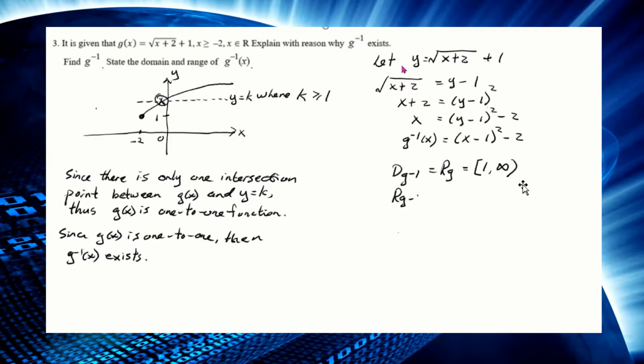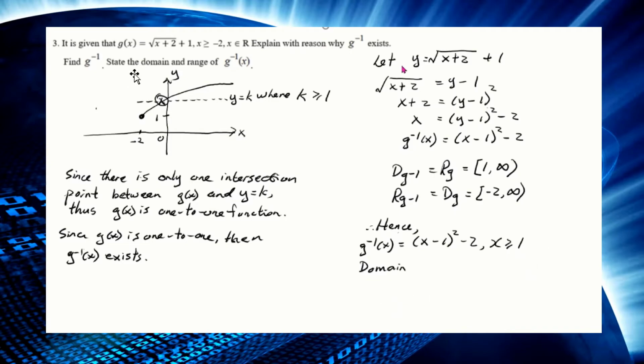Same as the range of this inverse function of g. The range of the inverse function of g is the same as the domain of g. Based on the diagram, we find that the domain of g is greater than negative 2. So therefore, the range of this inverse is greater than negative 2. Now we can answer the final answer: the inverse function for g of x is equal to (x minus 1) squared minus 2. And we always need to mention the domain of this inverse, which is x greater than or equal to 1. Then after that, we can answer the domain and range of this inverse function.